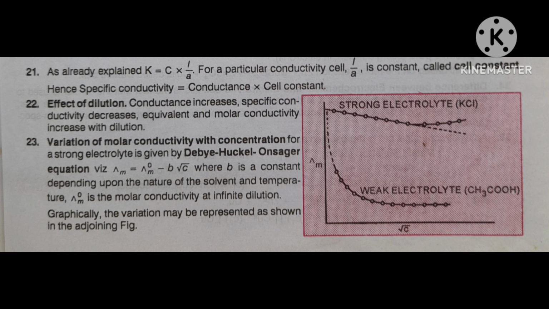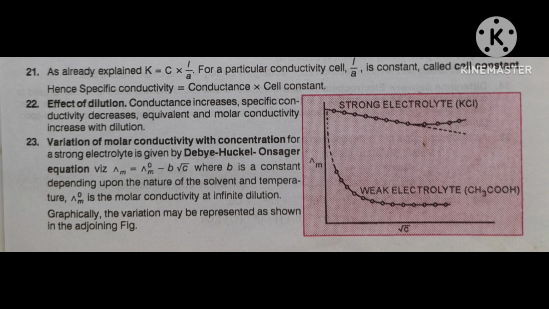Here one equation was given by Debye-Huckel-Onsager, known as the Debye-Huckel-Onsager equation. According to this equation, delta M is equal to delta M at infinite dilution, delta M with a small 0, minus B root C. The total term: delta M equals delta M at infinite dilution minus B into root C, where B is a constant.